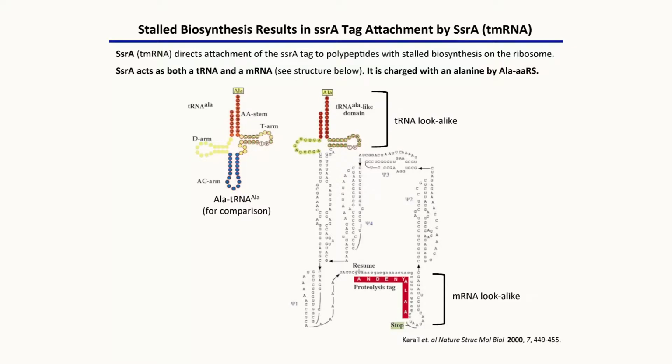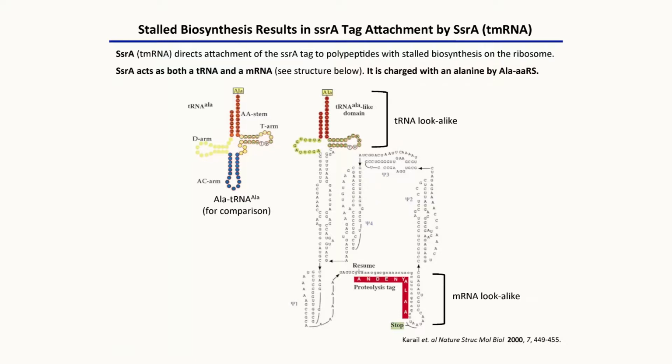So what we see here is that there's a new player we haven't yet seen, and this is called SsrA, or tmRNA, for transfer messenger RNA. And it's involved in attachment of this SsrA tag to polypeptides that are having stalled biosynthesis on the ribosome. And so this player acts as both a tRNA and an mRNA, right? And we can take a look at the structures shown here. So here we have tRNA in the cloverleaf depiction, just an Ala tRNA Ala.